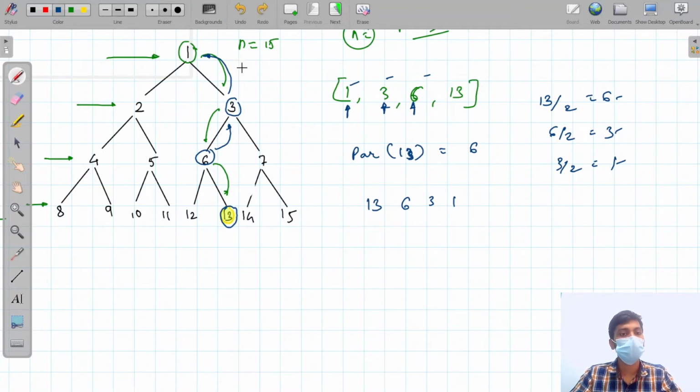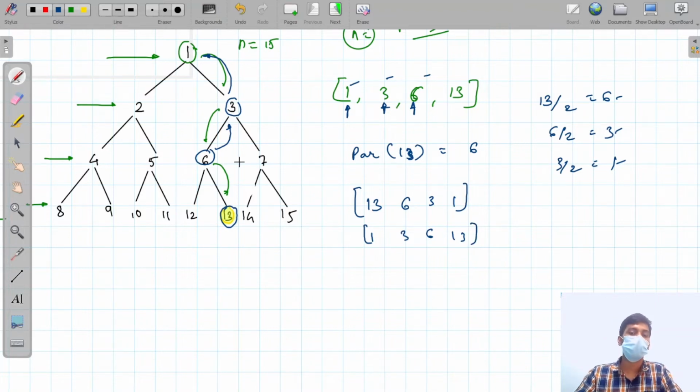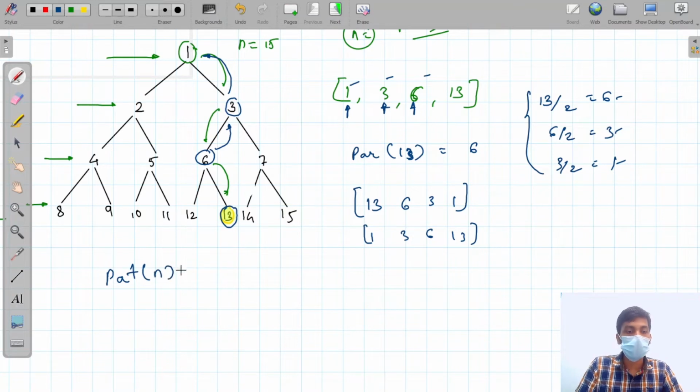And then I am going to reach 1. So I am going to get my answer something like this. And what I have to do is just reverse this. So that is going to give me my required answer, right? So from this thing, can I derive a formula that here in this general tree, parent of n is nothing but n by 2, right? This is one formula.